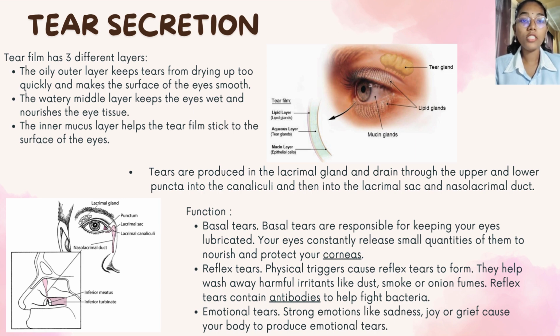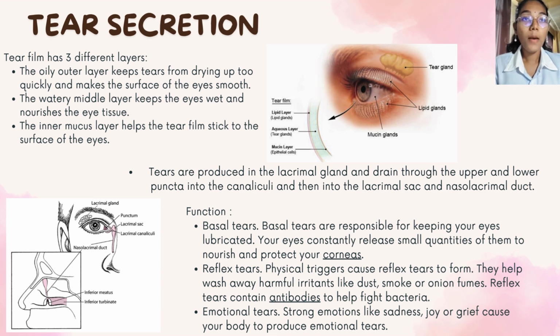The inner layer, which is known as mucin layer, the inner mucous layer, helps the tear film stick to the surface of the eyes. How are tears secreted? Tears are produced in the lacrimal gland. This is located above the eyeball. The tears drain through the upper and lower puncta into the canaliculi and then into the lacrimal sac and nasolacrimal duct. Most people don't know tears carry a lot of functions for our eyes.